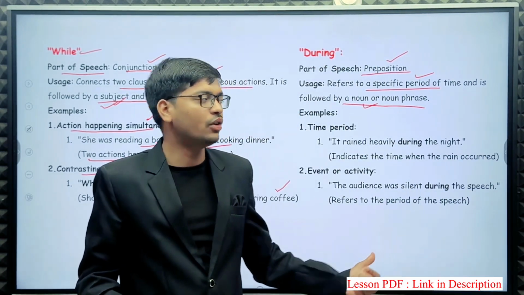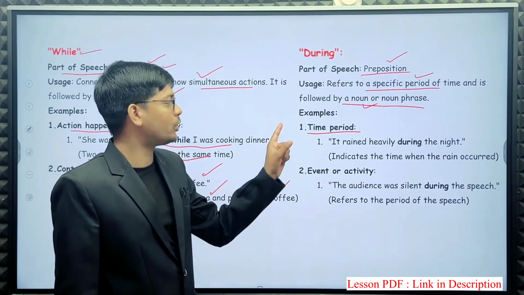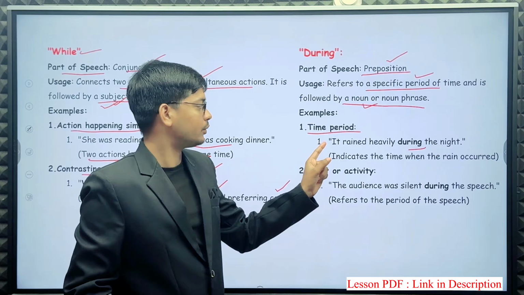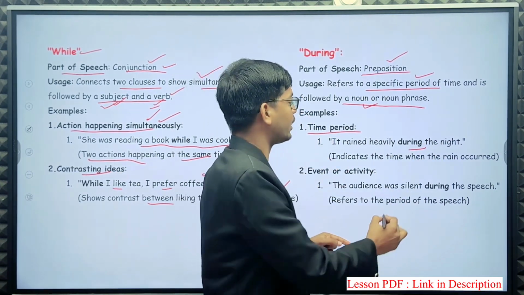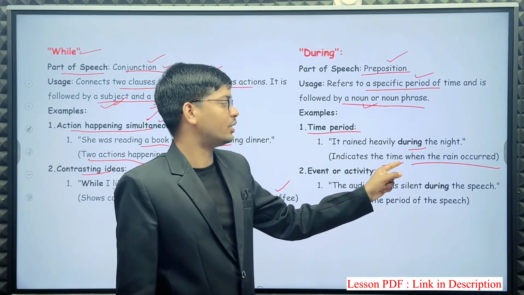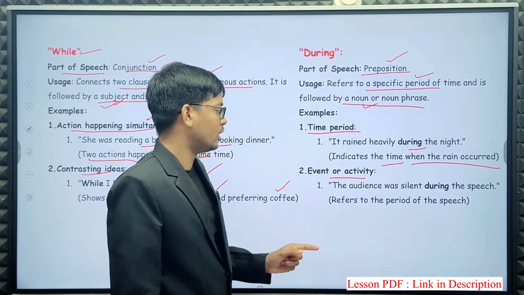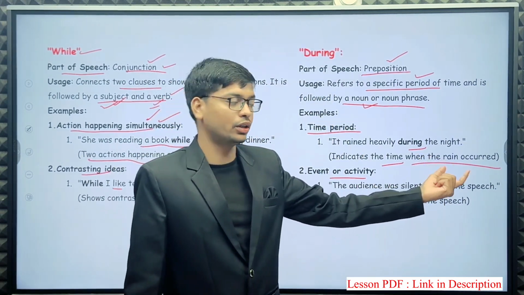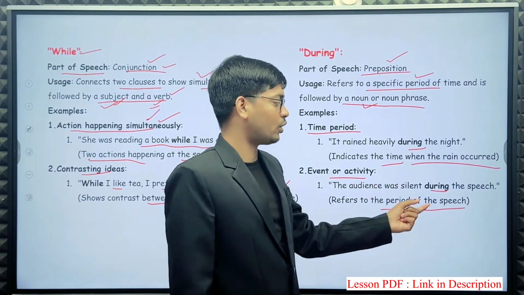Now, for during, the first example is related to a time period. It rained heavily during the night. During indicates the time when the rain occurred. Next, event or activity related. The audience was silent during the speech. It refers to the period of the speech.